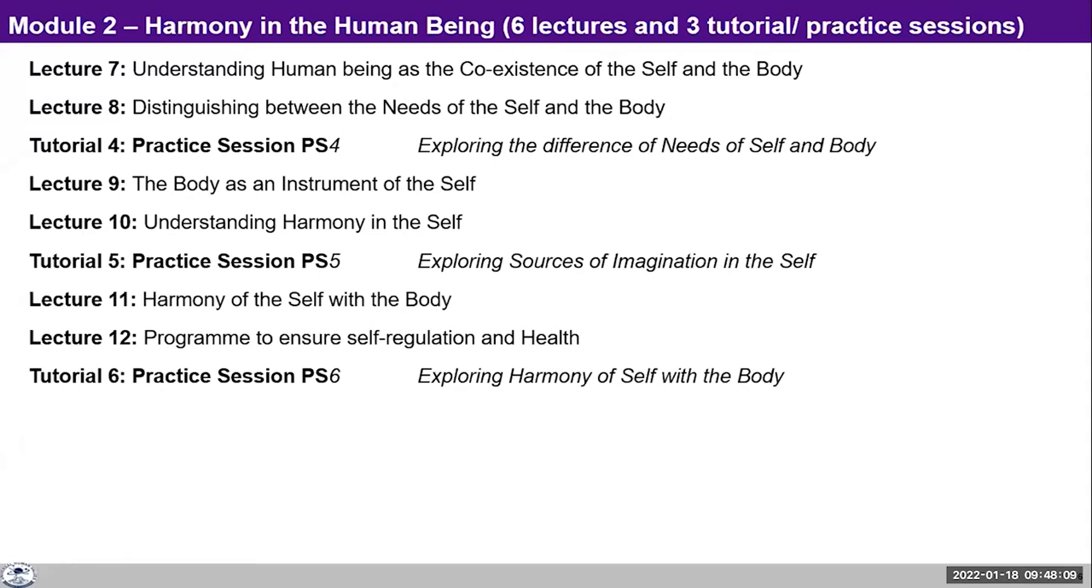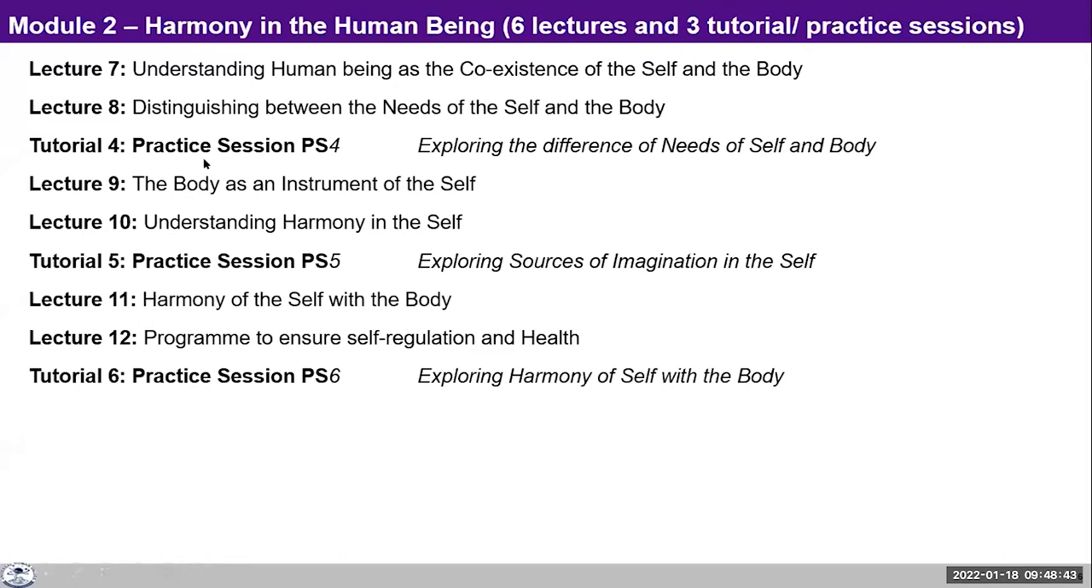The morning session is going to cover lecture 7 and lecture 8. The initial part is going to be understanding the human being as coexistence of self and body, and then we'll have clarity of this coexistence. The needs of the self and body have to be understood with clarity. What is the distinction between the two? Because a lot of misunderstanding appears to be there, that the need of the body is what is going to fulfill the need of myself as well.